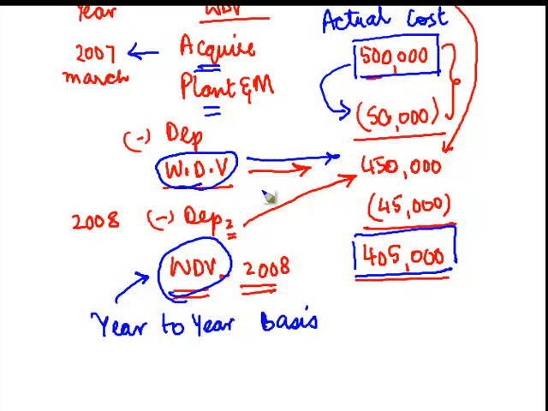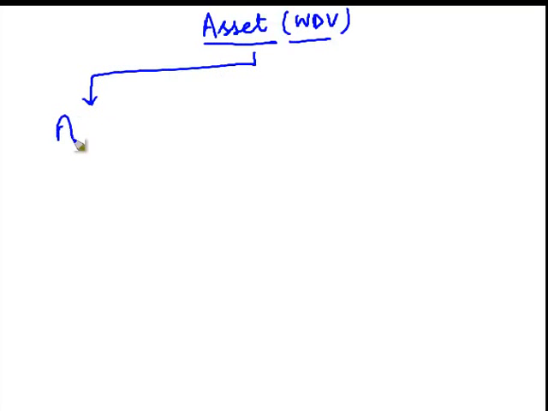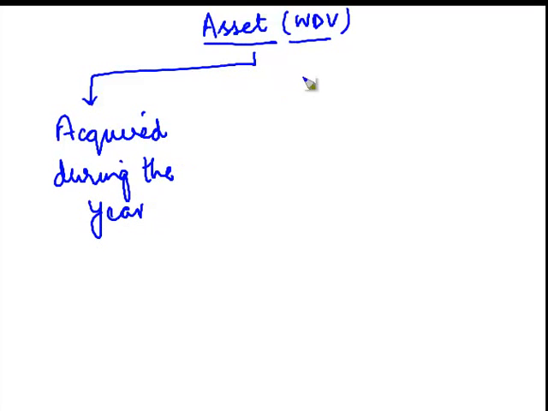Then as I moved forward, I charged depreciation. So I got my written down value 1. In the next year again, I charged depreciation. I got written down value 2. Keeping this in mind, let us see one more thing. Basically, the assets for the purpose of WDV are classified into 2 categories. One which are acquired during the year, and the others, which could have been acquired in any year, previous year, year prior to that, or any other year.